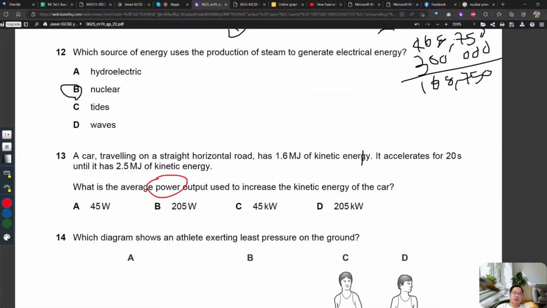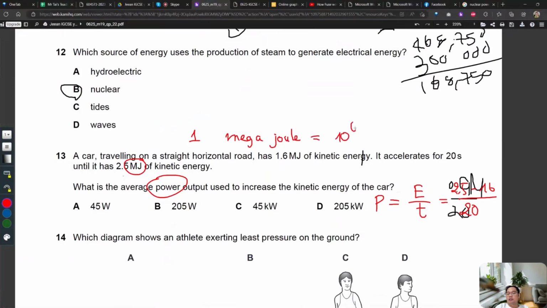So the way to answer this question is to take the increase of energy, final energy minus initial energy, and divide it by the time. The question is the power output, meaning you need to subtract the energy, 2.5 megajoules minus 1.6 megajoules, and then divide by the time, 20 seconds. Note that this is megajoule, not normal joule. 1 megajoule means 10 to the power 6 joules, 1 million joules.